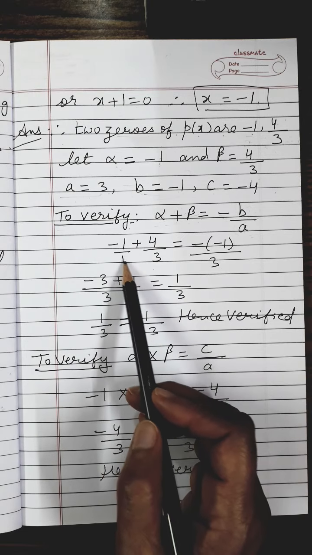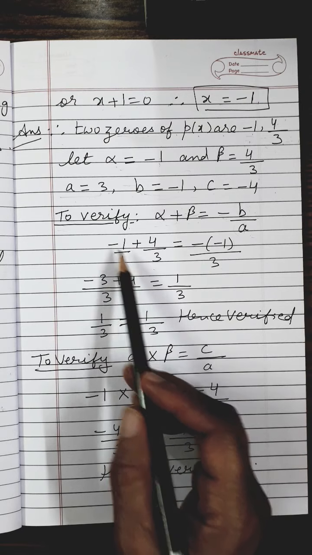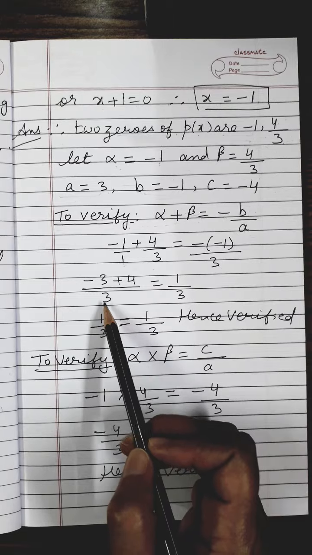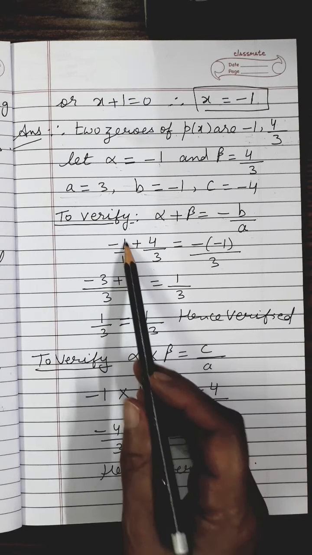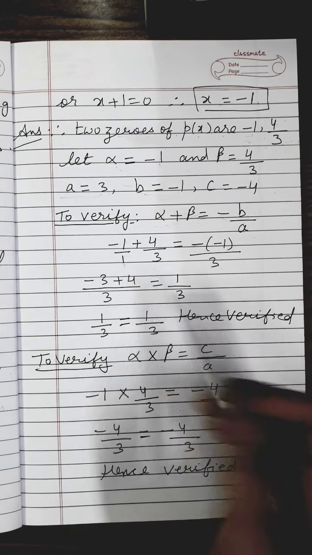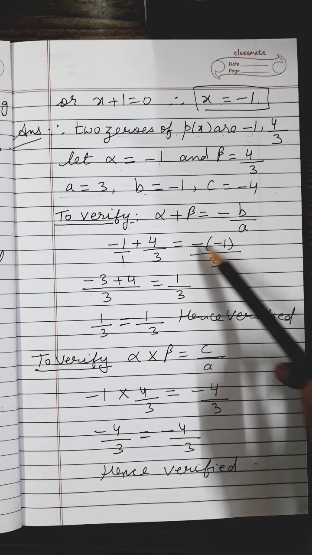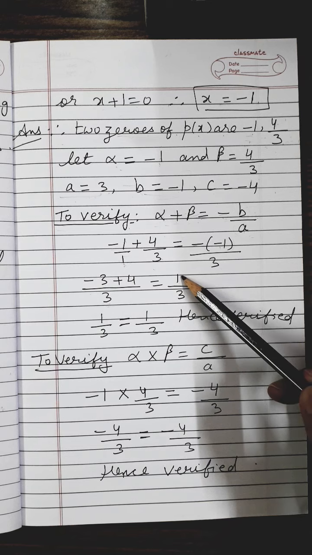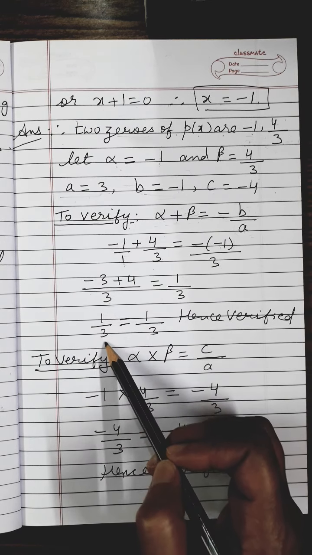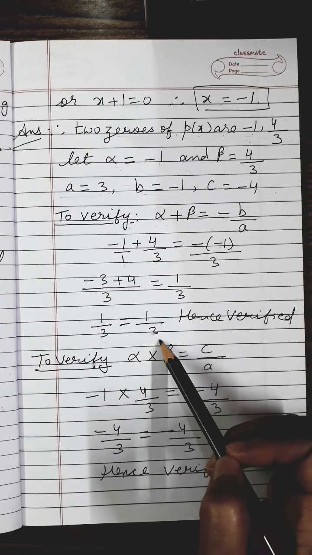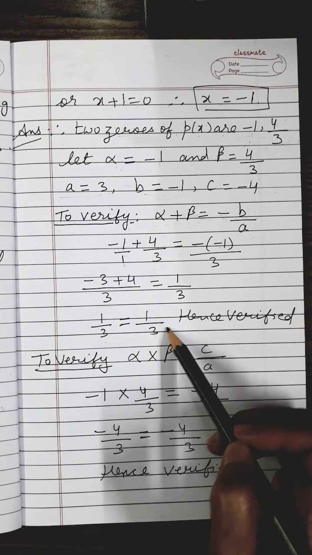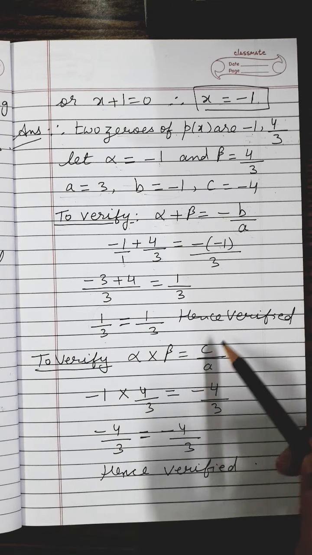-1 can also be written as -1 upon 1. Take the LCM of 1 and 3, you get 3. So 3 divided by 1, 3. 3 into -1, -3. This you must be understanding. 3 divided by 3 gives you 1. 1 into 4. Addition of fractions. Minus into minus gives you +1. So 1/3. On the left side, just subtract this. You will get 1/3 and right side is also 1/3. So what you obtain at the end, left side and right side are the same. So I say 1/3 equals to 1/3, hence verified.